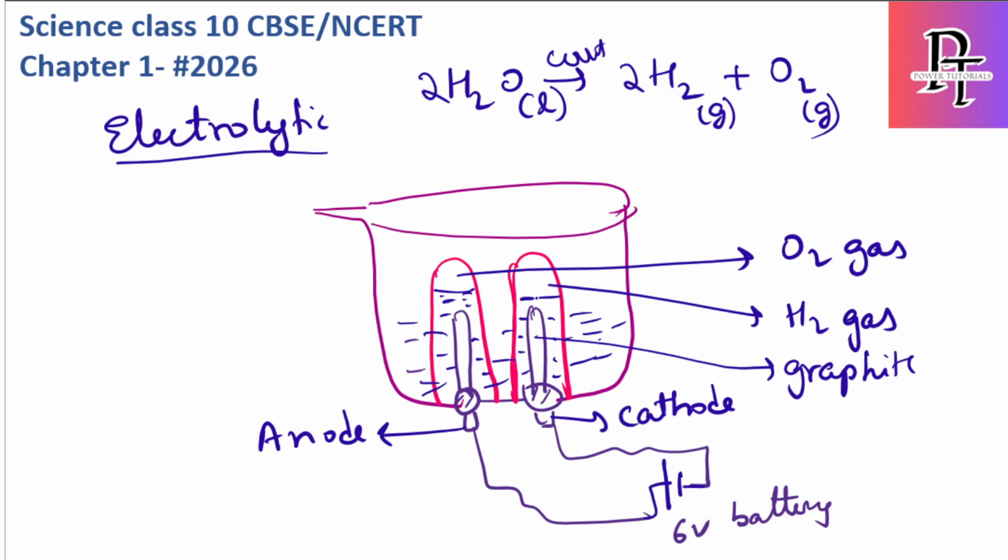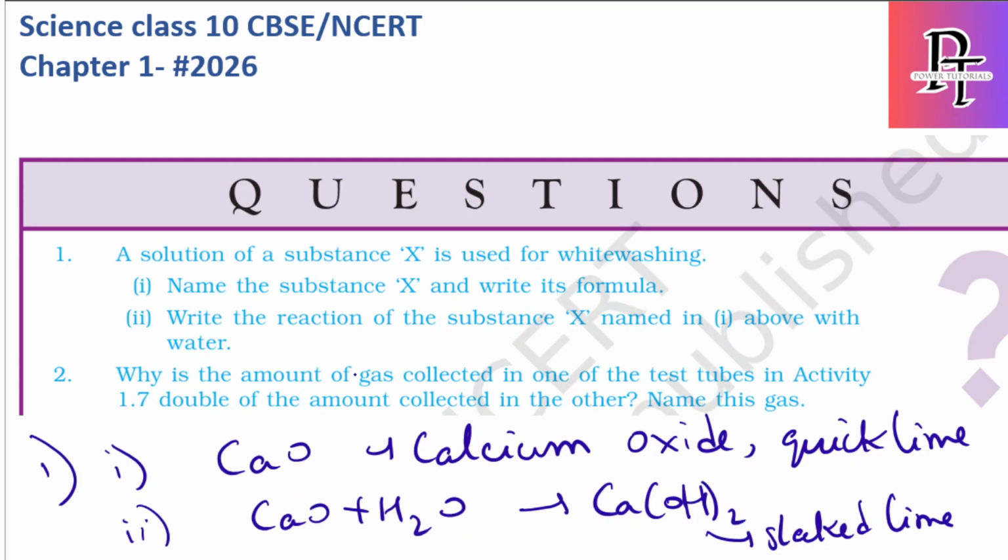Why? Because opposite charges attract each other. Oxygen is negatively charged, hence it will be attracted to the positive electrode, and hydrogen is positively charged, so it will be attracted to the negative electrode. You can see here hydrogen gas has more volume when compared to oxygen. So why is that, is the question. The amount of gas collected in one of the test tubes is double the amount collected at the other. Name this gas.